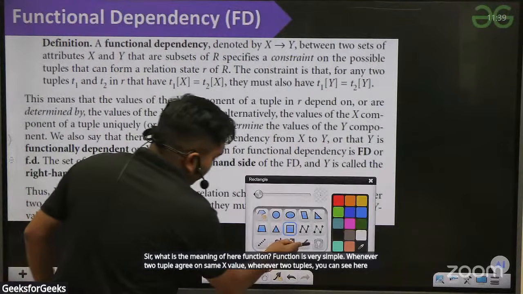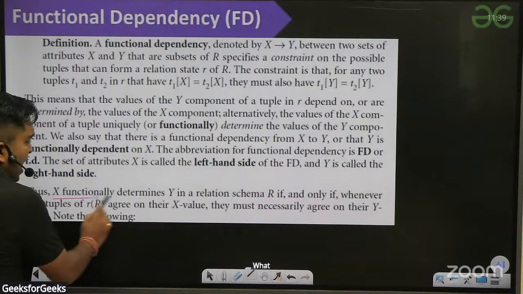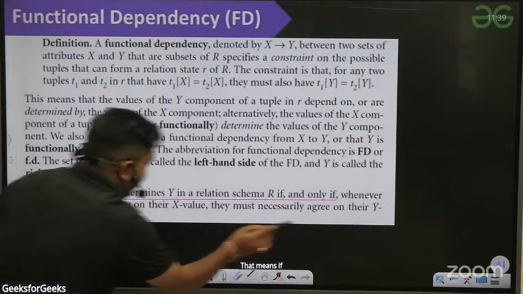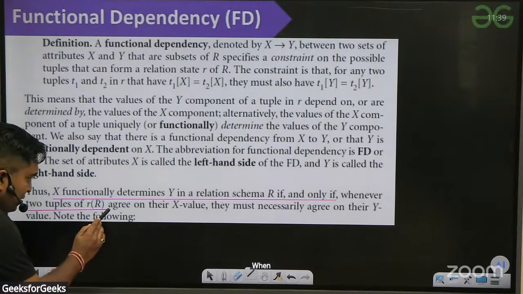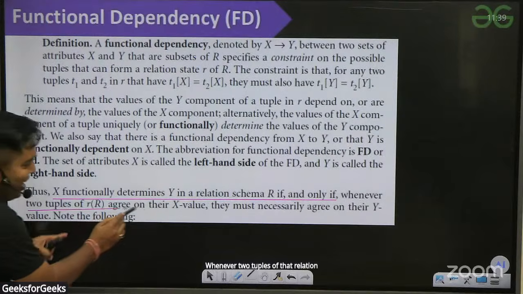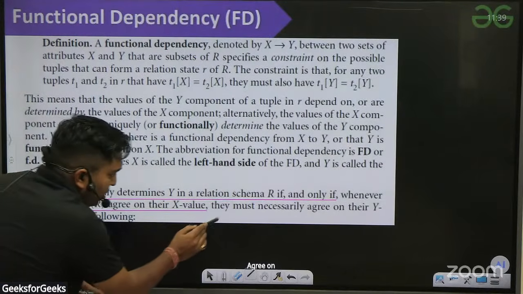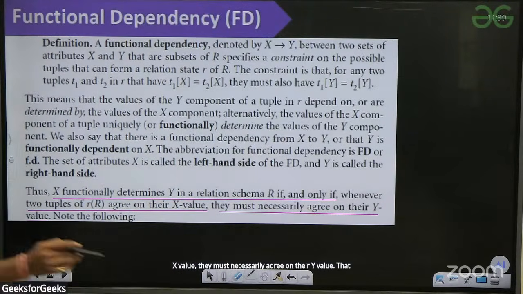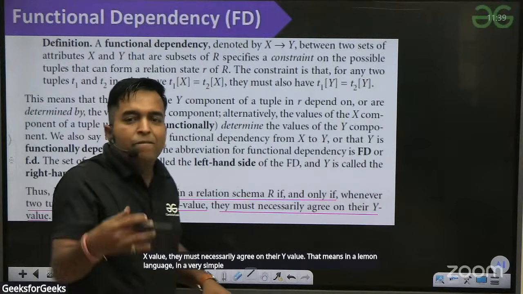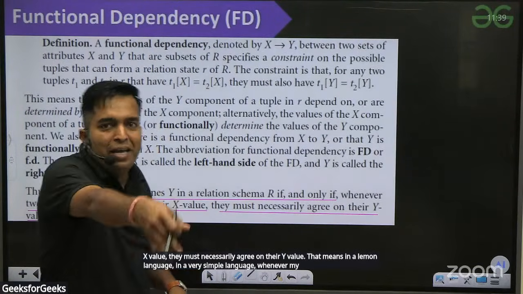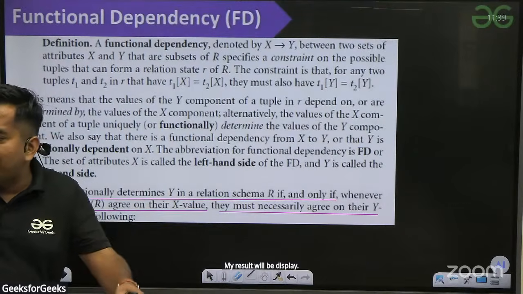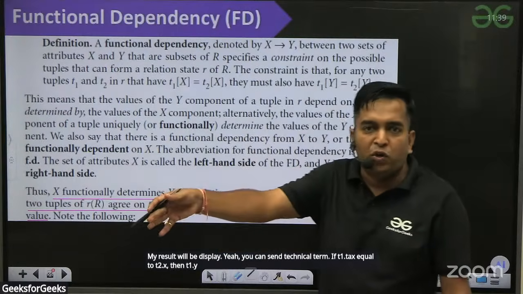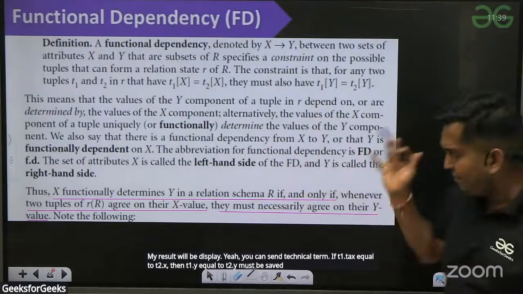Please put your pen down once again. What is the meaning? X functionally determines Y. That means if and only if whenever two tuples of that relation agree on X value, they must necessarily agree on their Y value. In layman's language, whenever my roll number repeats, my result will be displayed. In technical terms, if t1.x equals t2.x, then t1.y equals t2.y must be the same. Crystal clear? Please note down.